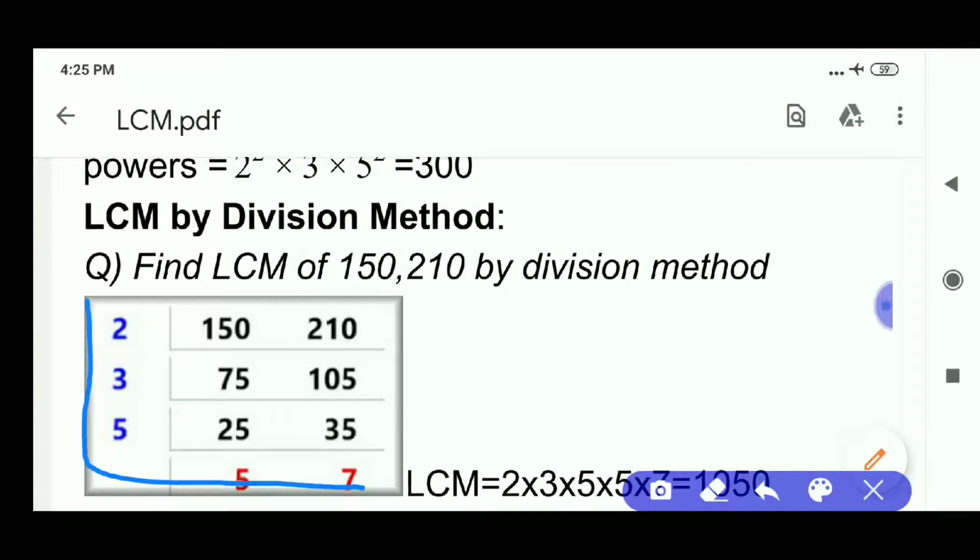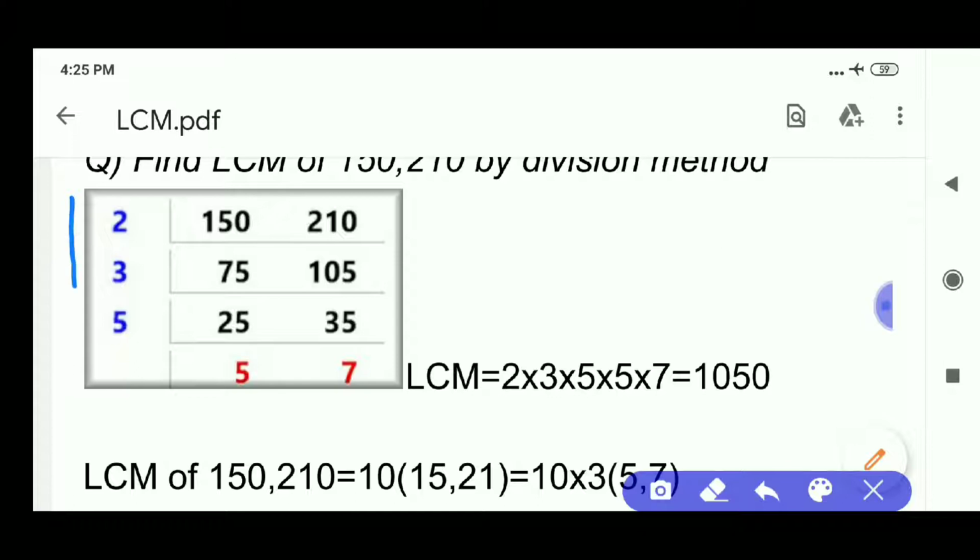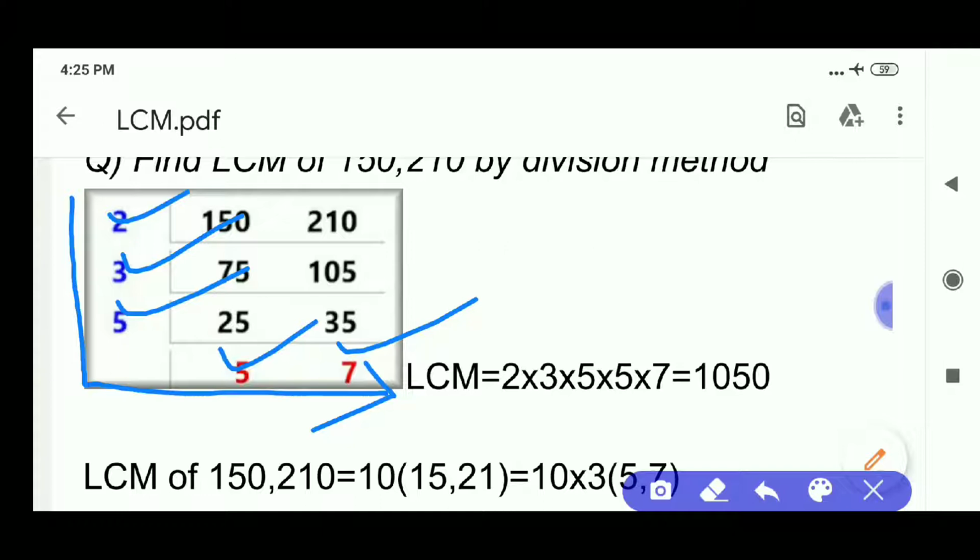Okay. Once again. Multiply from top to bottom and towards right. That means 2 into 3 into 5 into 5 into 7. Its answer is 1050.